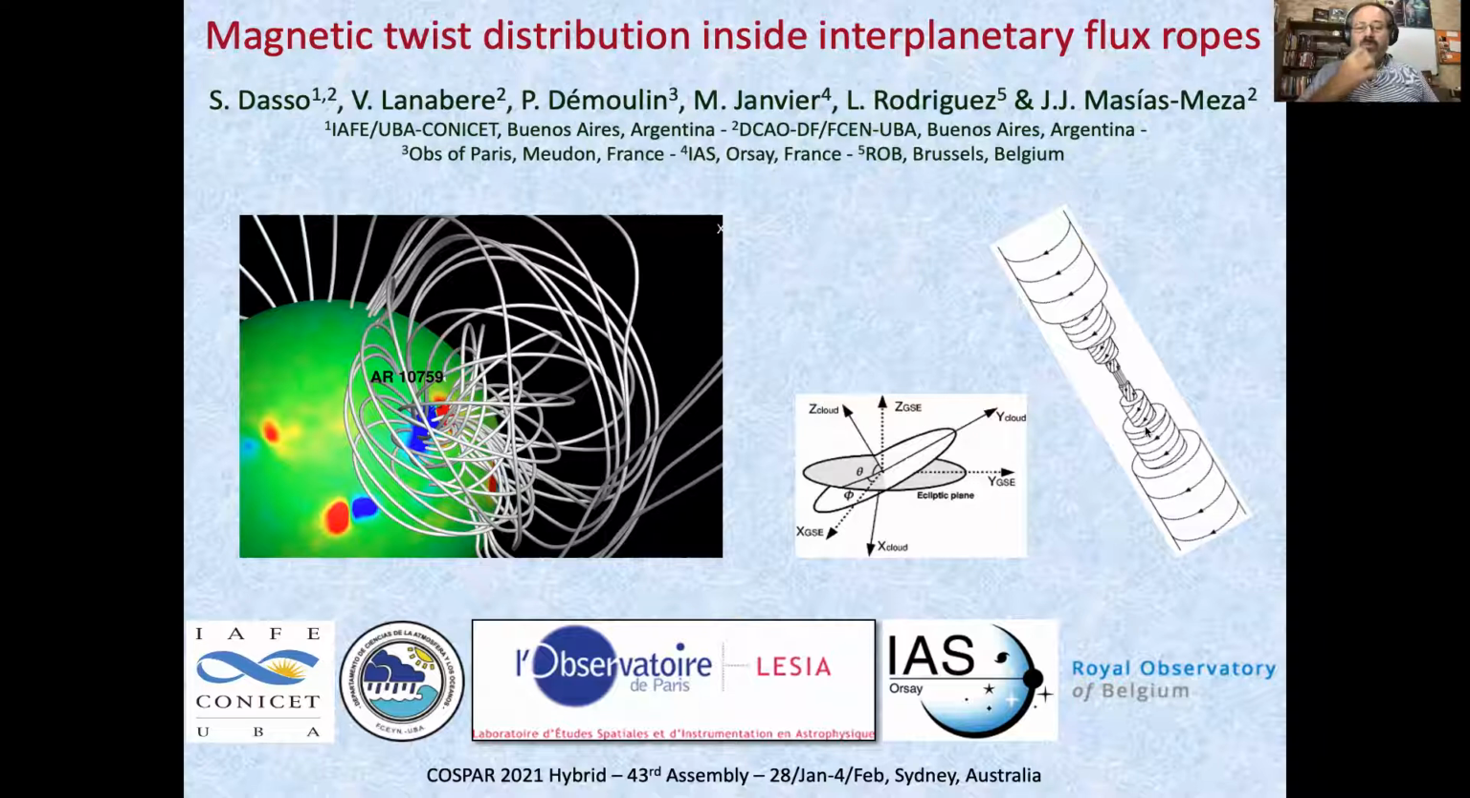The talk of today will speak about the quantification of the magnetic twist distribution inside magnetic clouds. And this is very important to be able to link the solar and interplanetary events.